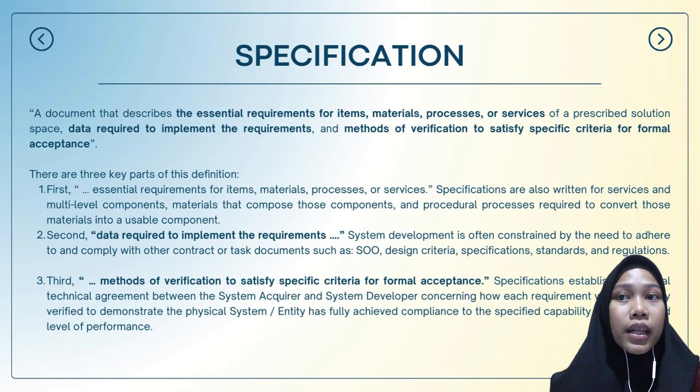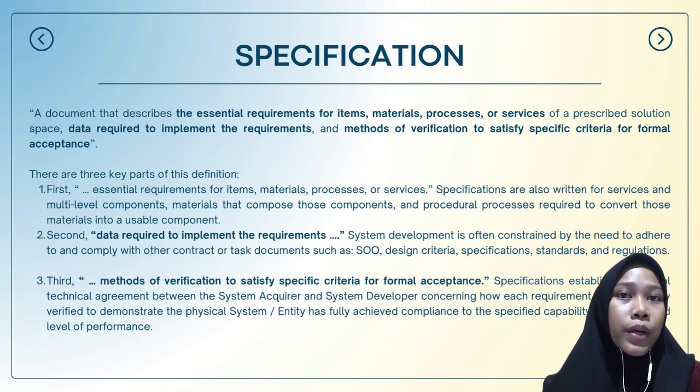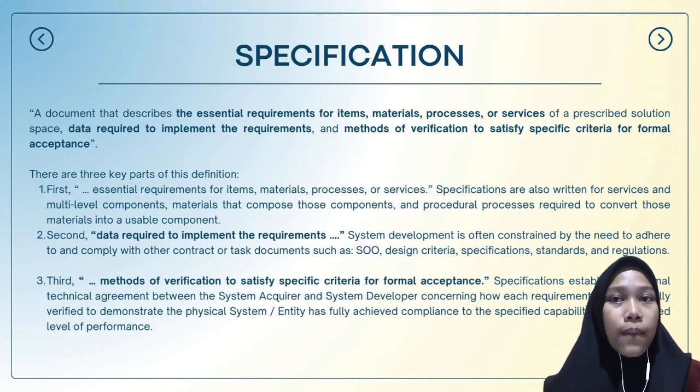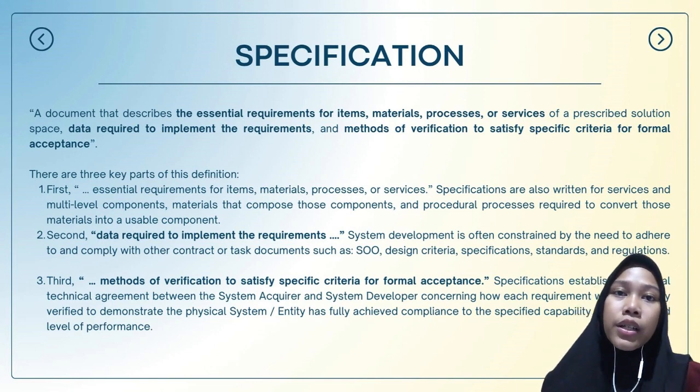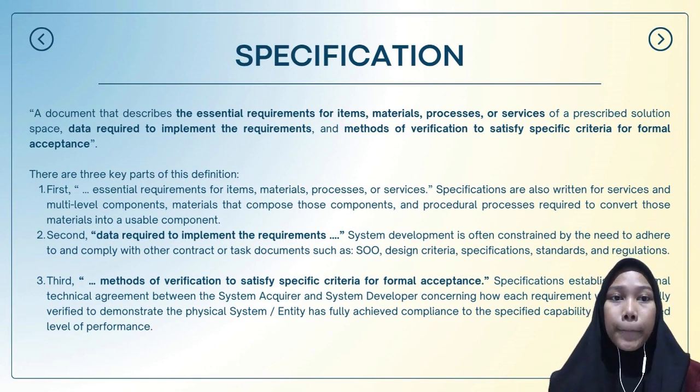Second, data required to implement the requirements. System development is often constrained by the need to adhere to and comply with other contract or text documents such as SOO, design criteria, specifications, standards, and regulations.